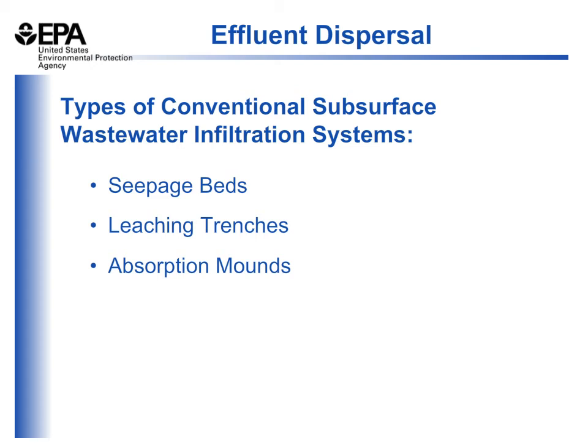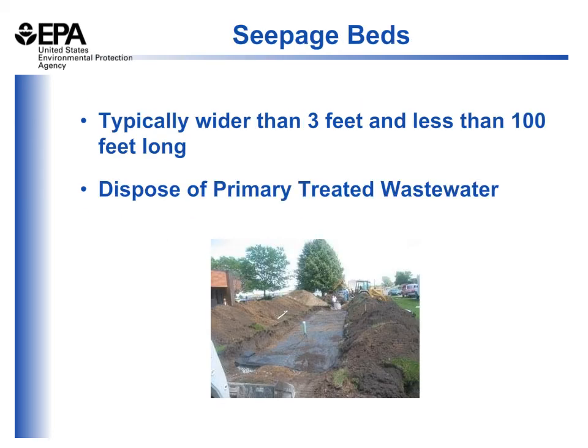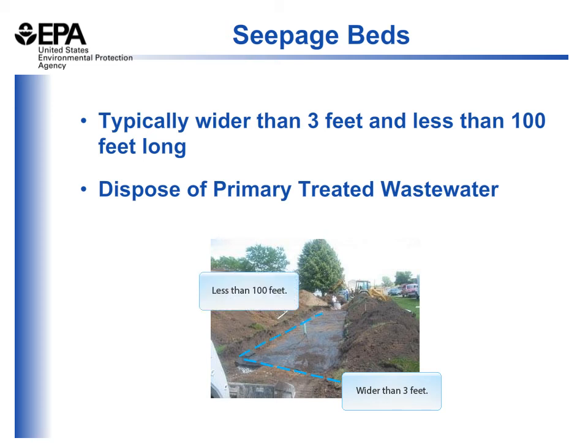Conventional on-site systems use a variety of different infiltration systems for dispersing effluent. We'll show you a number of these, including seepage beds, leaching trenches, and absorption mounds. Seepage beds are one form of effluent dispersal facility. They're typically wider than 3 feet and less than 100 feet long, and are used to dispose of primary treated wastewater.